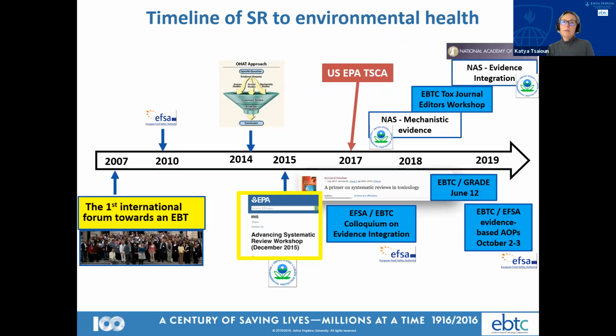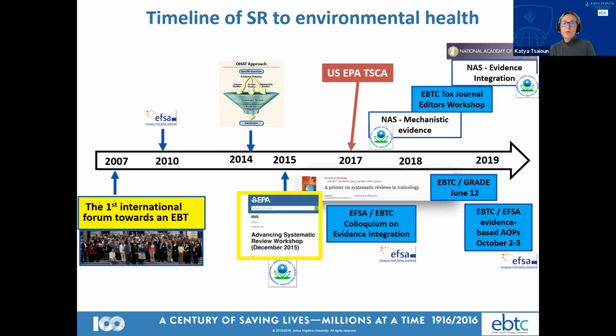So the systematic review in environmental health really has started developing in mid to late 2000s, and Dr. Thomas Hartung, who is managing the Center for Alternatives to Animal Testing at Johns Hopkins and is a professor of evidence-based toxicology at Johns Hopkins School of Public Health, has convened the first international forum towards evidence-based toxicology in 2007 in Como, Italy. And in 2011, evidence-based toxicology collaboration at Johns Hopkins School of Public Health has been started also by Dr. Hartung.